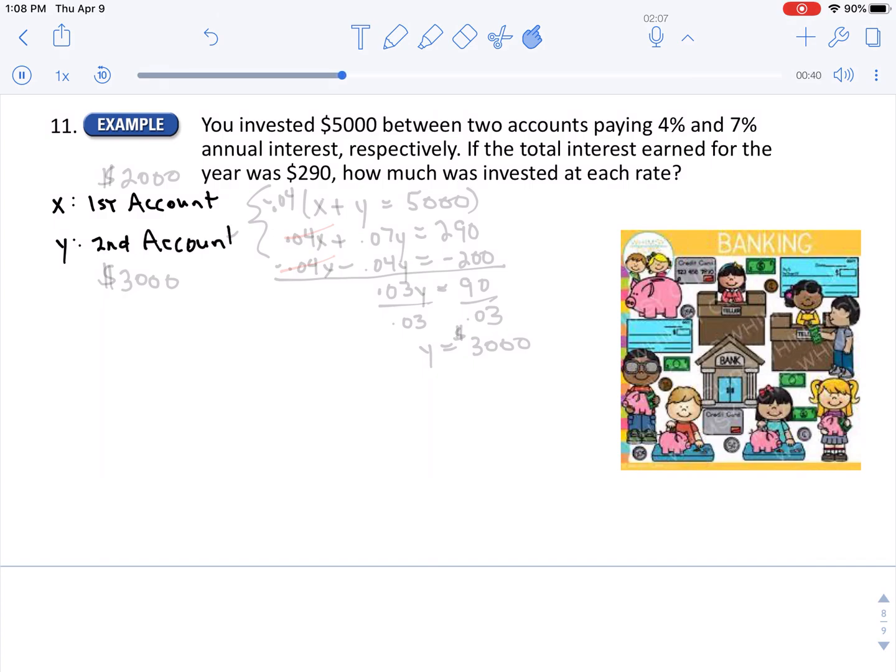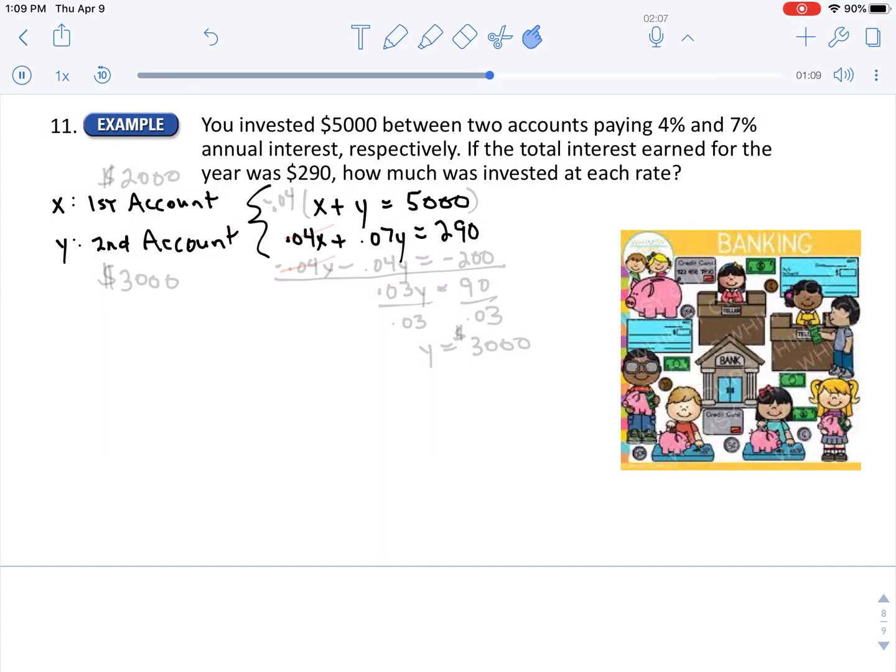Now, how much total money was there in the two accounts? 5,000, so that gives me my first equation. X plus Y has to equal 5,000. Now, the first account gets a 4% annual interest rate, which is going to be 0.04x. And then the second account gets a 7% interest rate, which is 0.07y. And the total interest that they earned was $290, so there's our system of equations.